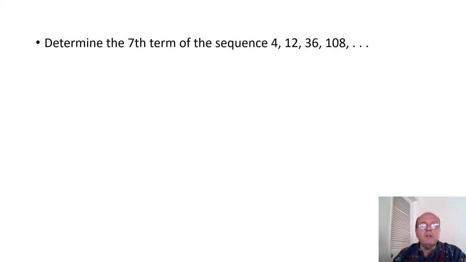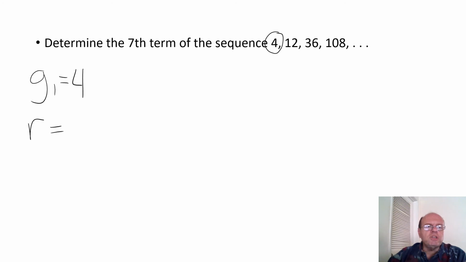This next example is a little different because our g sub 1 isn't going to be 1. Looking at this, you can tell our g sub 1, our first term, is going to be 4. Our common ratio, the number we're multiplying by, we take the second number and we divide it by the first number. So 12 divided by 4 will give us 3. And in this problem, we are trying to find the 7th term. So we're good to go.